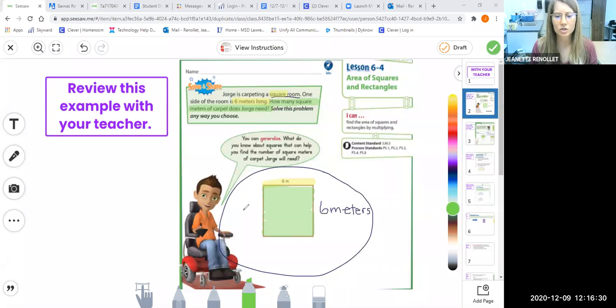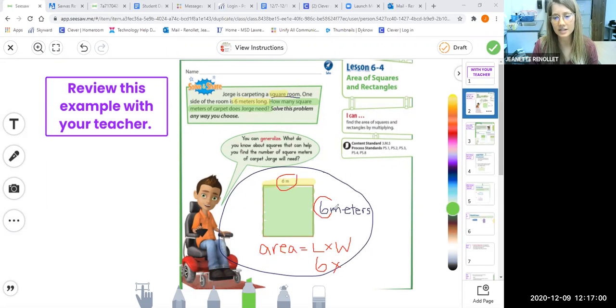We have had a chance to talk in our breakout rooms about how much carpet Jorge needs to cover his square floor. I don't see squares for me to count, so I need to use the second way of finding area. We know that to find the area, you can multiply the length times the width, L times W. So one side is 6 meters.